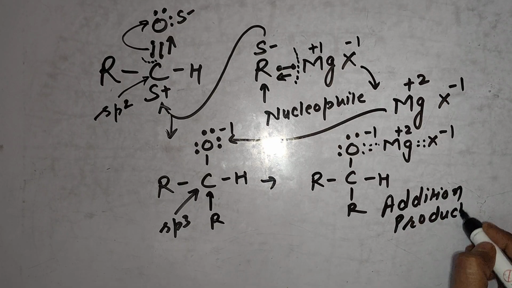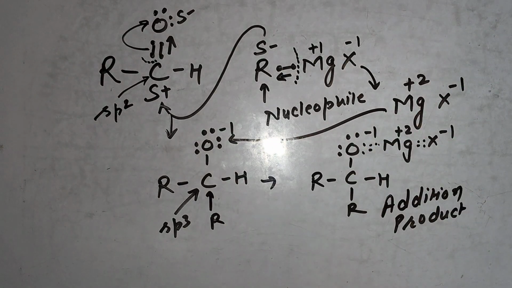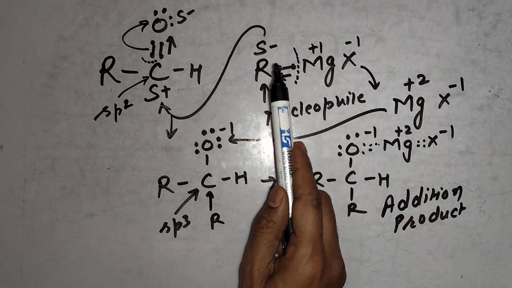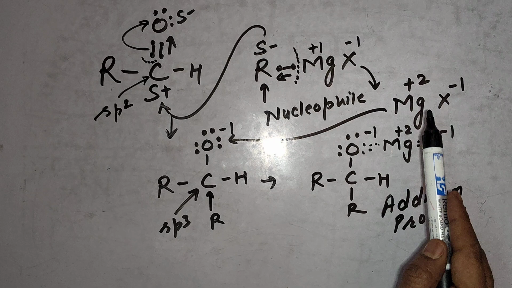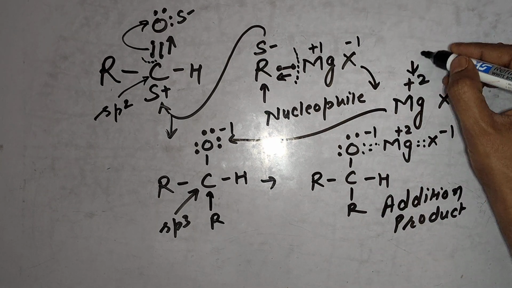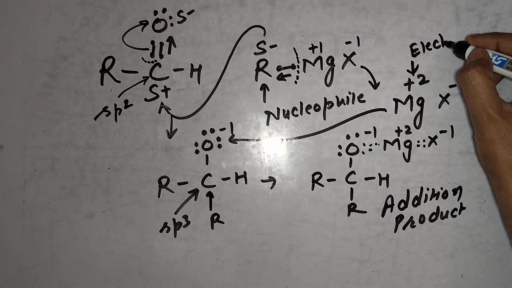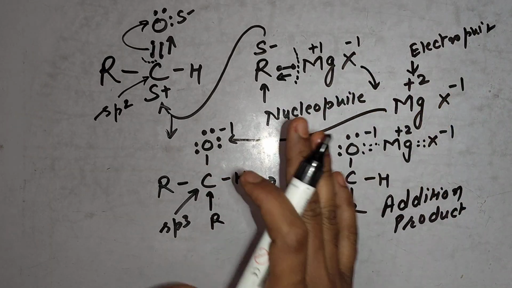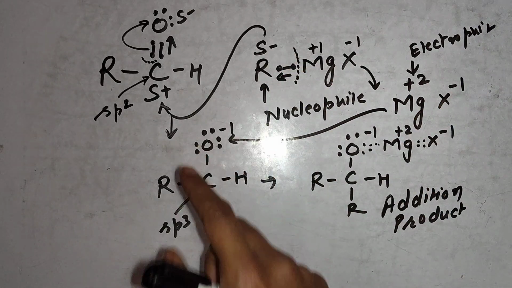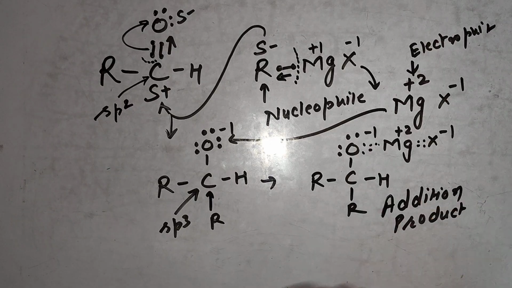Actually, the reaction which happened over here is a nucleophilic addition reaction. Nucleophile was added first, followed by addition of electrophile. Yes, this is the electrophile. Magnesium is working as the electrophile. So this is a nucleophilic addition reaction because it started from the nucleophile. And the product which we got is the addition product.